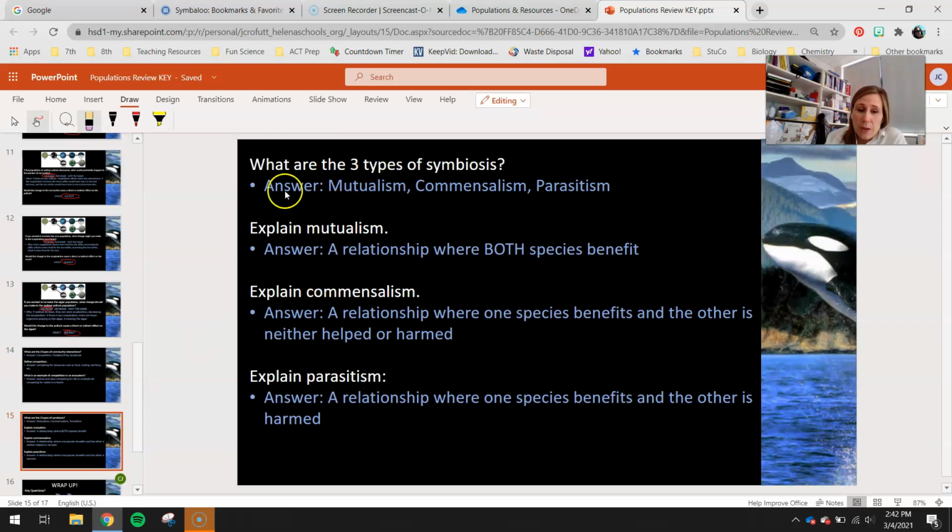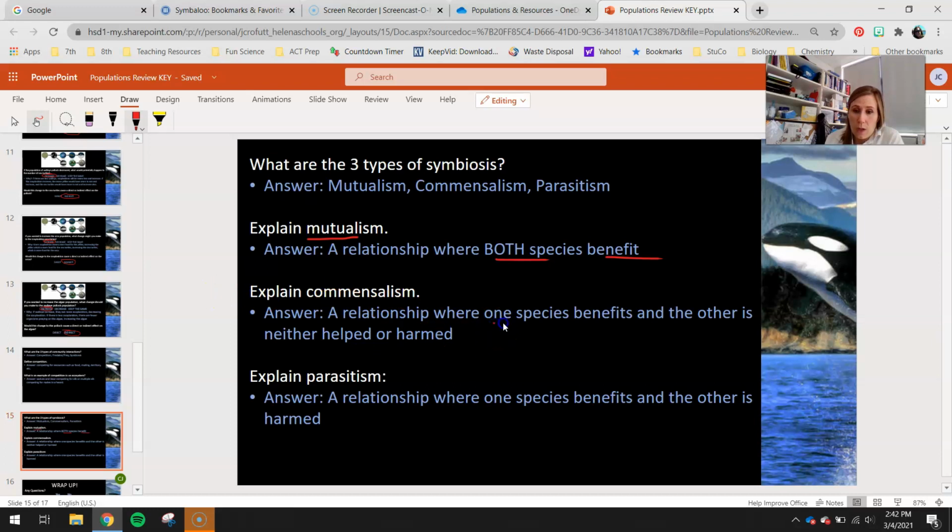What are three types of symbiosis? Mutualism, commensalism, and parasitism. Obviously, they're right here, so hopefully you got that one pretty easily. Again, this should all be in your notes. Mutualism, if you see the word mutual in there, that's where both species are benefiting. The example I gave you in the notes was a honeybee and a flower. The honeybee gets to pollinate for the flower, but in return, the honeybee also gets the pollen to take back to the hive and make for food.